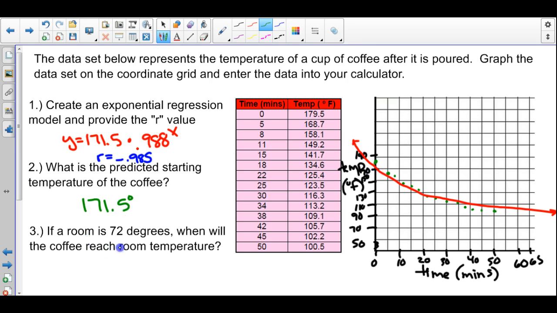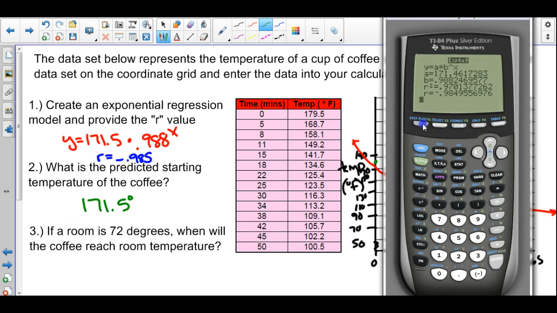And then we'll just extend this to if a room is 72 degrees, when will the coffee reach room temperature? So I'm giving you a Y value, I'm giving you a temperature. So what I'm going to do is go into my calculator into Y equals, and I'm going to put in my equation 171.5 times 0.988 raised to the x power. And in for Y2, I'm going to put in when will my temperature reach 72, so I'll put 72 in.